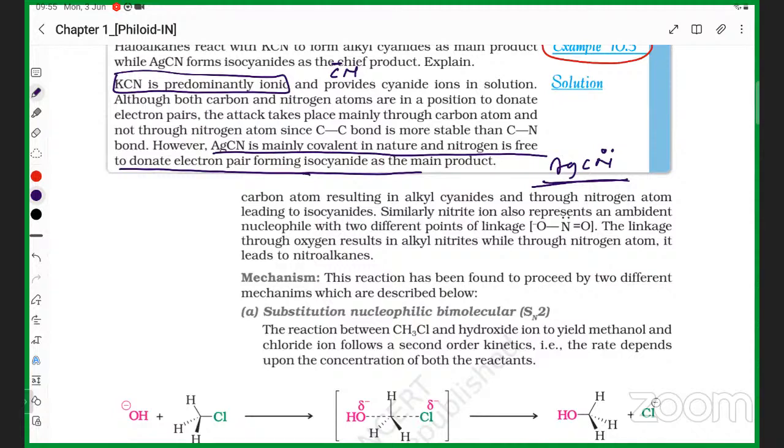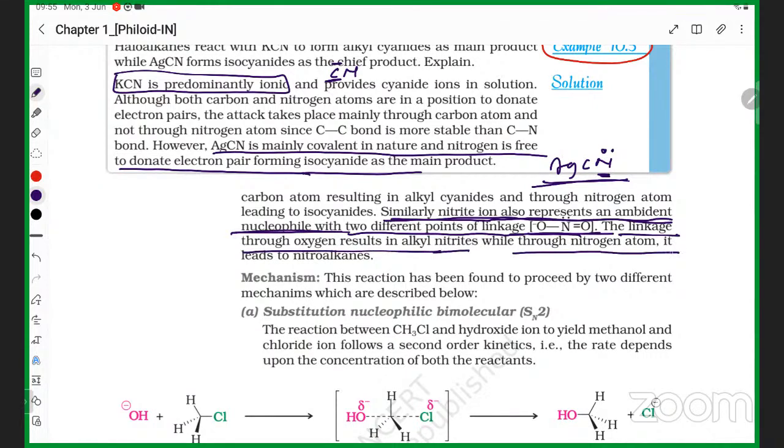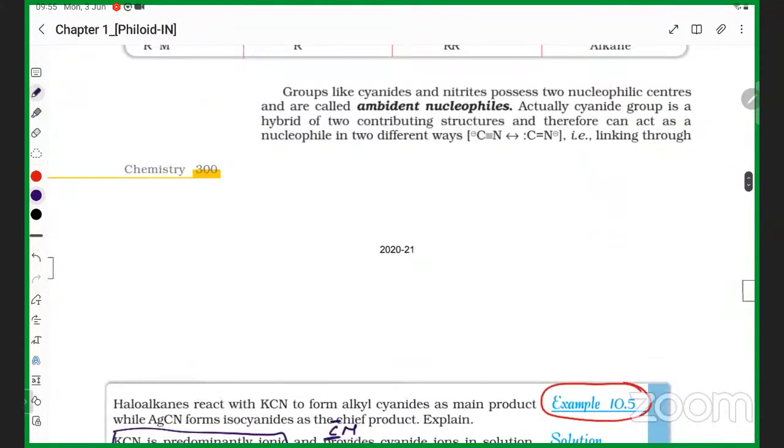I don't know. Here you see, similarly, the nitrite ion also represents an ambidentate nucleophile. Ambidentate nucleophile means a nucleophile in which attack is possible from two sides. One side is carbon, another side is nitrogen. Similarly, nitrite also represents an ambidentate nucleophile with different points of linkage. With KNO2, it is ONO, the linkage through the oxygen results in alkyl nitrite, while through the nitrogen it leads to nitroalkane. So let me explain here.